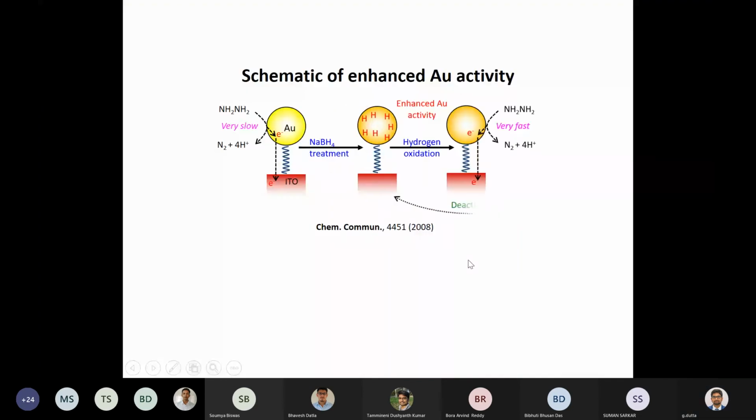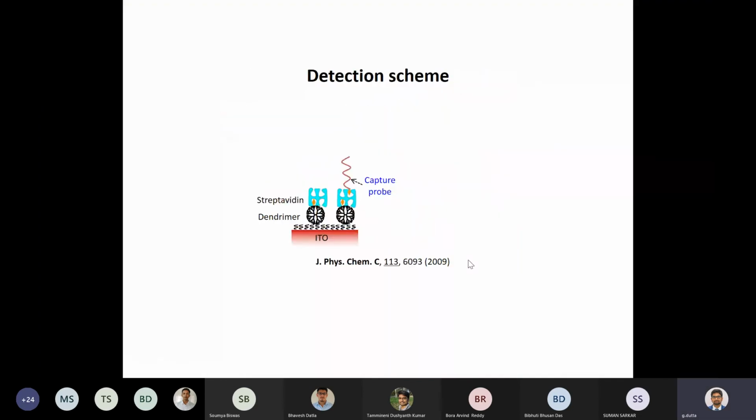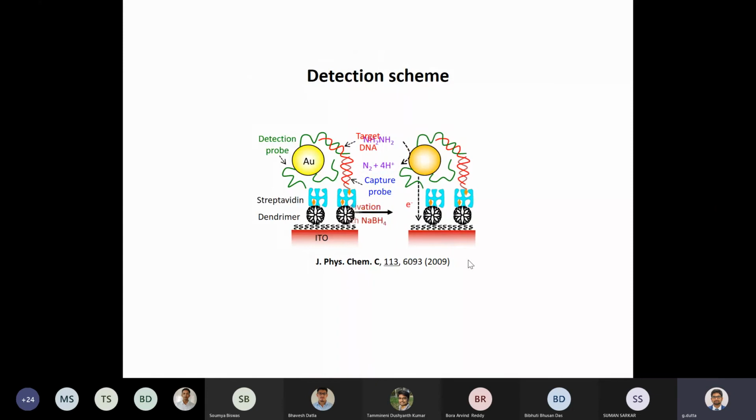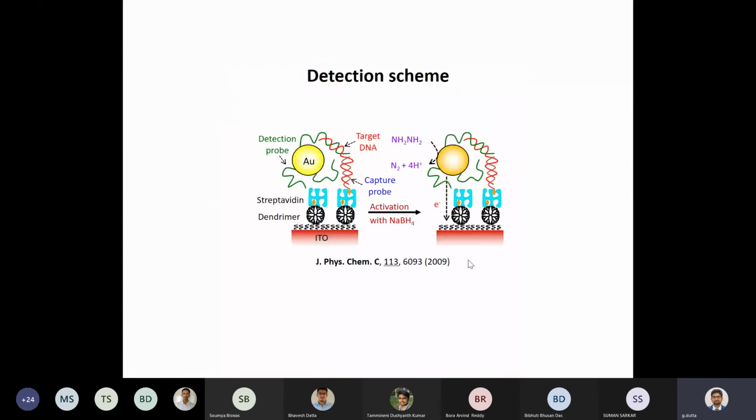Now let's go back to some detection techniques. We can use this method for detection. Like you can see here, you can use this gold nanoparticle as a probe. Instead of using the antibody, we are using DNA here. So we can activate this gold with some sodium borohydride, right? If you activate the gold with sodium borohydride, you can get better activity.